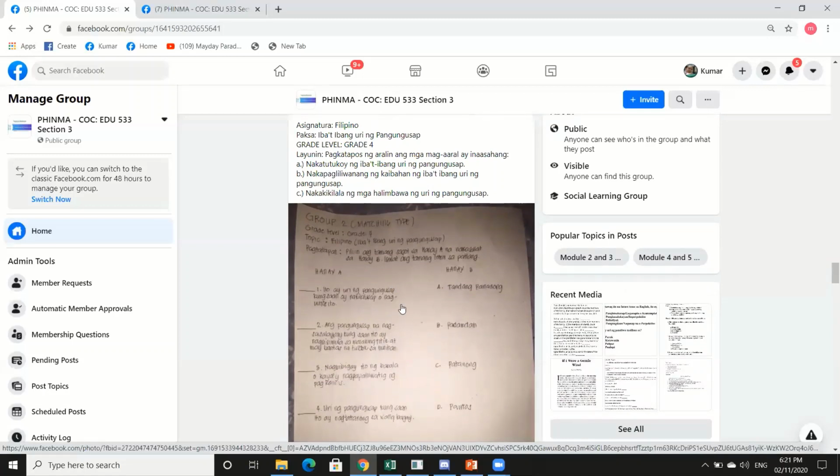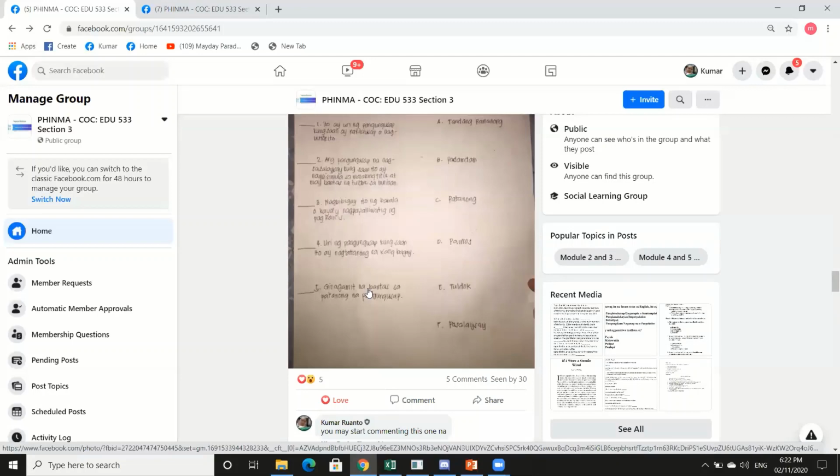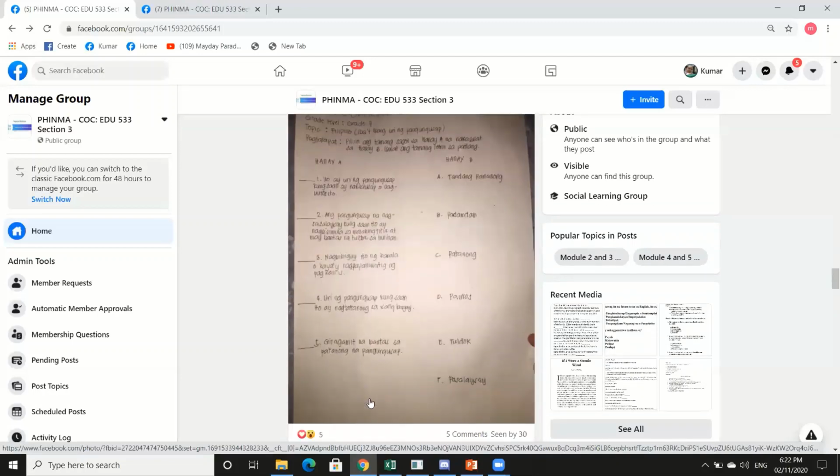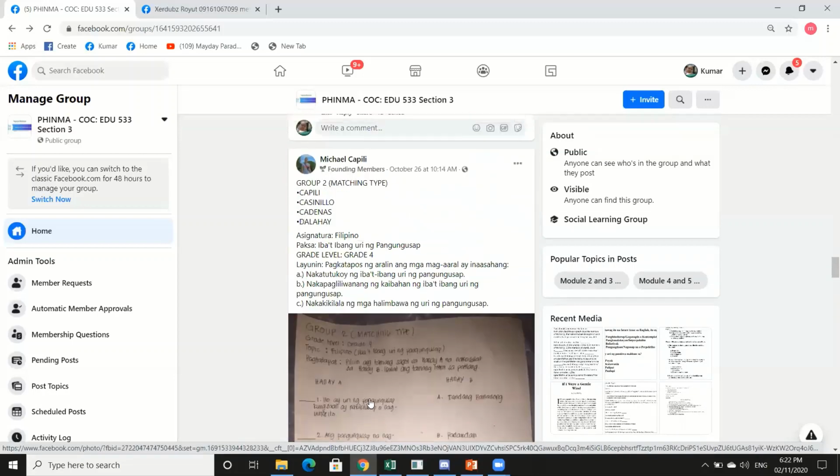Matching type is only for low level thinking skills. This one is paliwanag, nakikilala ang halimbawa ng ito. Yeah, see, we can use an objective test, matching type, for C. Pero in this test items, there's no examples here. No, there are no examples here.